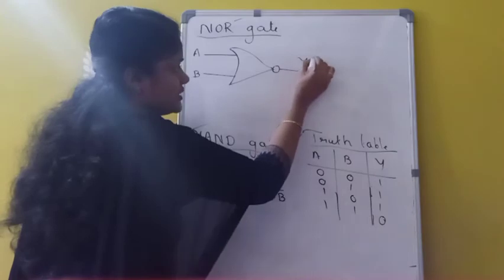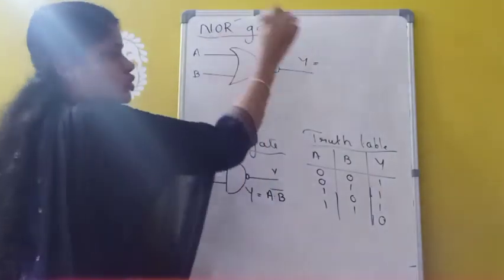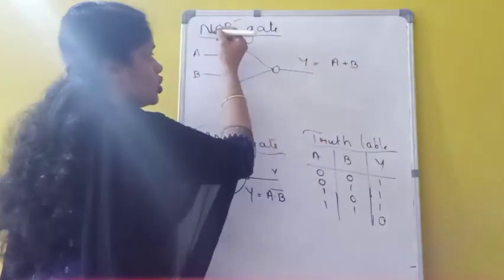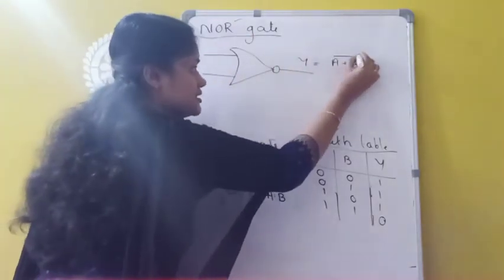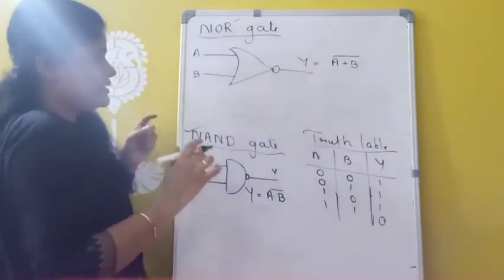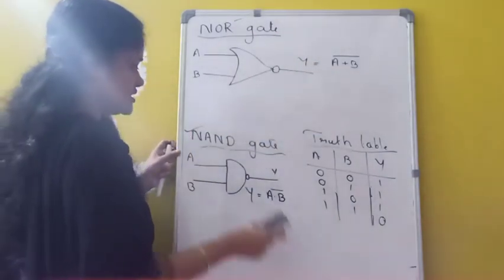output Y equals. For the OR gate, what is the symbol? A plus B. So NOR means take the complement. That means A plus B the whole complement. So this is the Boolean expression for the NOR gate. Now we have the truth table.